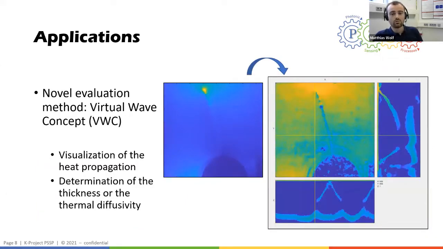To continue with a more sophisticated evaluation method, we also tried the application of the so-called virtual wave concept, which is a reconstruction method that provides information about the initial temperature distribution, also inside the sample to some extent. This method can be used to gain more insight into the actual heat diffusion process, and also allows us to implement physics-based segmentation.